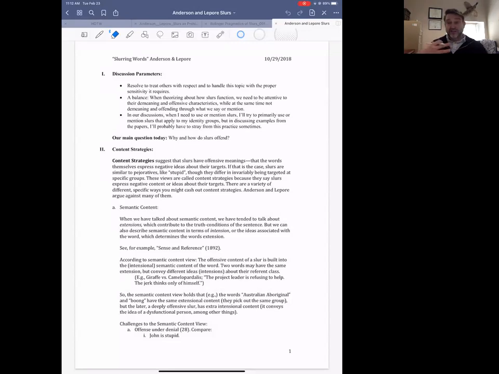So our main question today, and for this component of the class, is why and how do slurs offend? This handout, I updated some of it for our class, but I forgot to change the date. So this has recently been updated. Let's just change that, 2021.